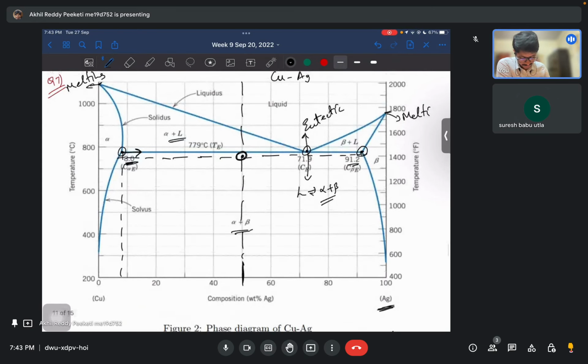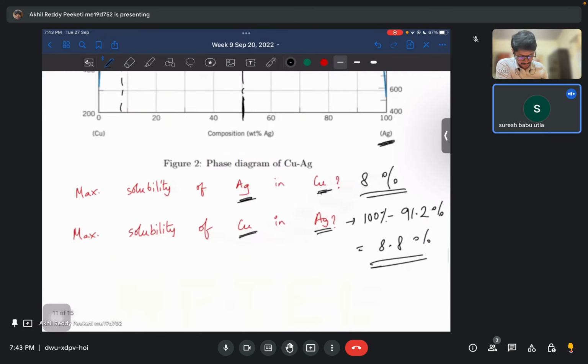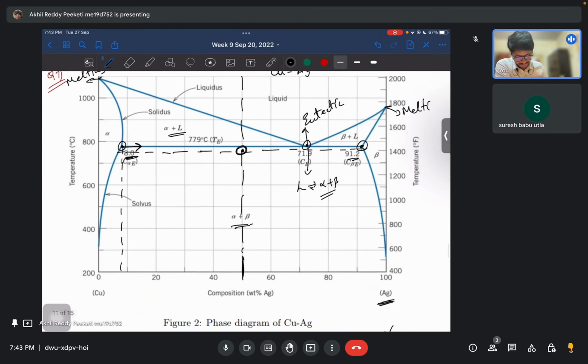Now we have this composition at 58%, just below the eutectic point. What will be the relative fraction of alpha? Pure total alpha phase. Now, just below the eutectic point, what are the two phases which we have?